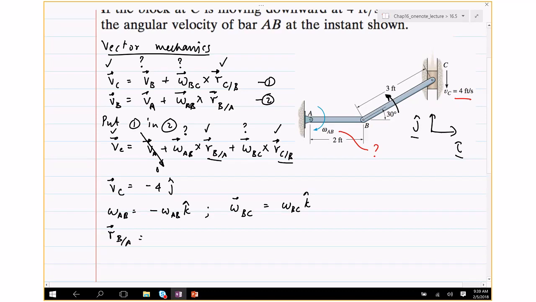Next, I need to write the vectors A to B and B to C. So the vector from A to B, the magnitude is 2. You can see the direction from A to B is what? Is it plus I or minus I? The vector from A to B goes this way. That's positive I. And then I need to write R, the vector from B to C. So B is there, C is up. So I need to find the vector which is at 30 degrees to the x-axis. So the magnitude is 3.